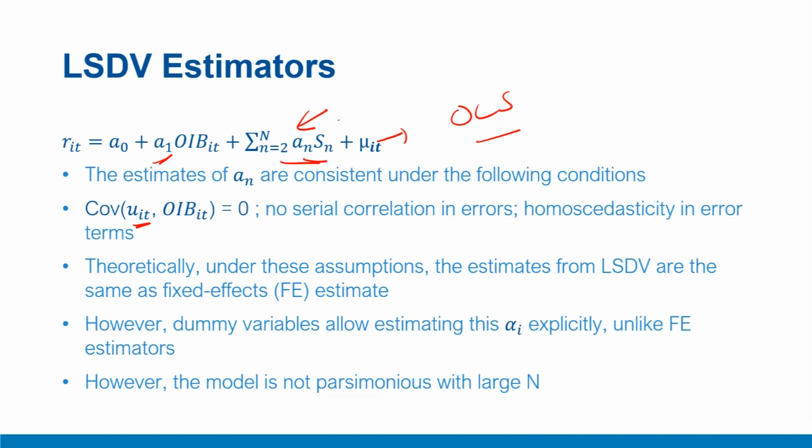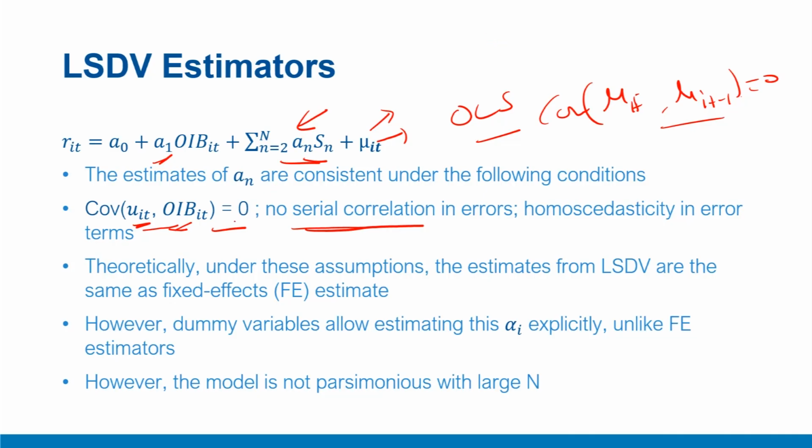If the original error term, mu it, and the independent variable, order imbalance, have no correlation or covariance, which is 0, and there is no serial correlation in errors, that is, mu it and mu it minus 1, or previous terms, are uncorrelated, this correlation is 0. When I say correlation and covariance, I essentially mean the same thing.